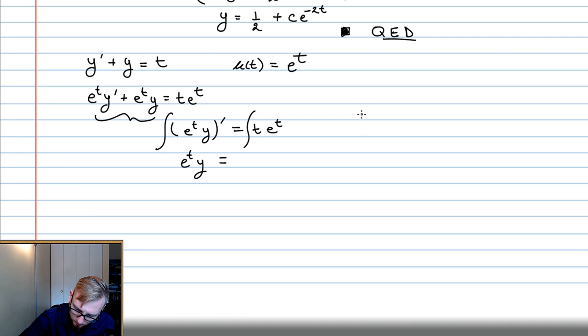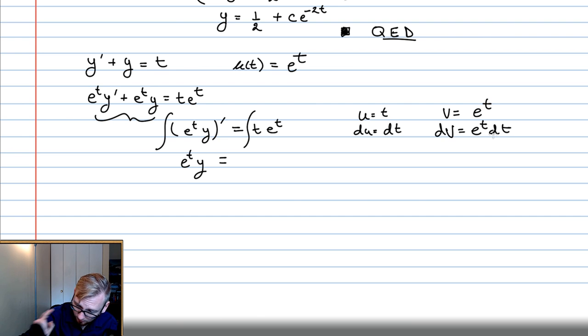So we're going to go u equals t. du equals derivative of t, which is just 1, so dt. We're going to go dv equals e to the t. And then the integral of e to the t is just e to the t. And the integral of u dv is equal to uv minus the integral of v du. That is the integration by parts formula.